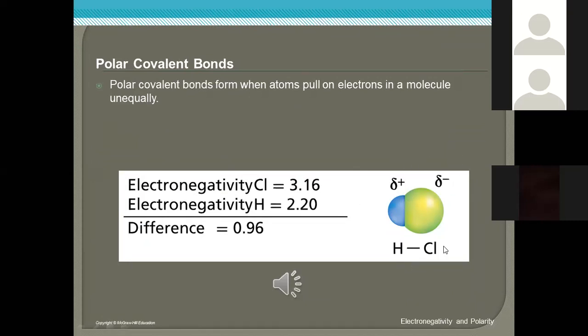This is the HCl compound. H is on the left side or right side of the periodic table? Left side. Good. And Cl? Right side. So the difference in electronegativity: Cl on the right is larger, 3.16, and hydrogen is smaller, 2.20. If you calculate the difference between them now, it is 0.96. So the difference in electronegativity between H and Cl equals 0.96. We subtract between the atoms that form the polar compound.